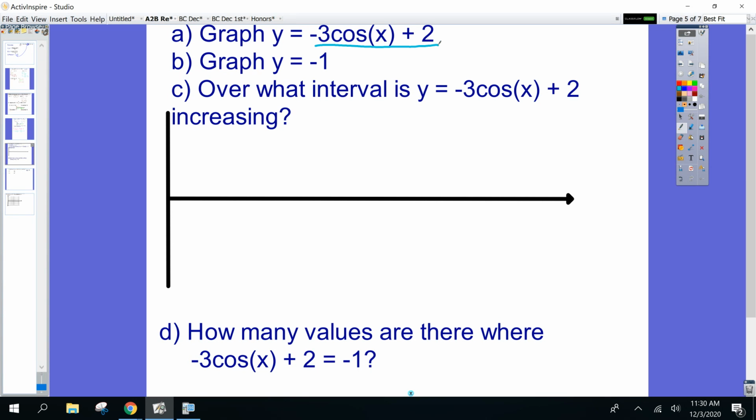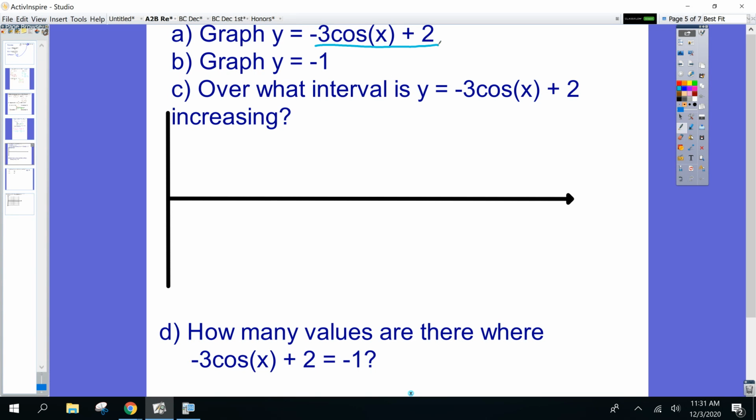You have 3 graphs for me tomorrow. Okay, so I'll give you a second to jot that down. -3 cosine x plus 2. All right, let's talk about the graph of it.